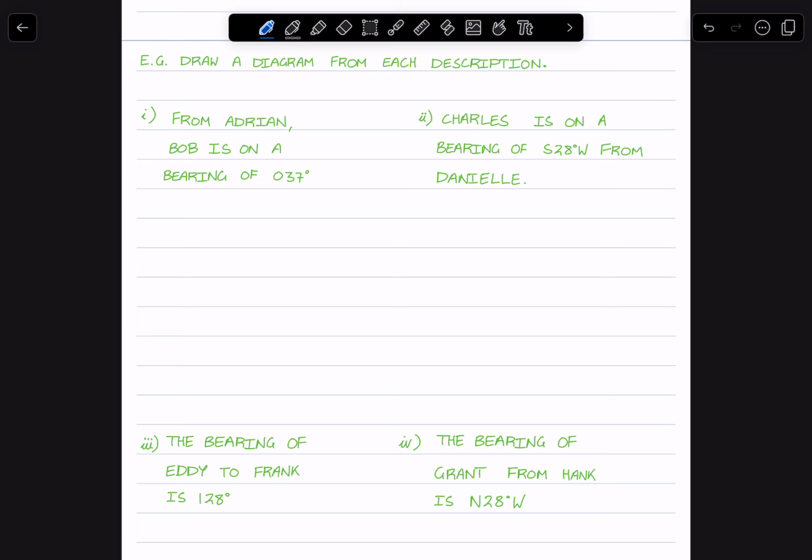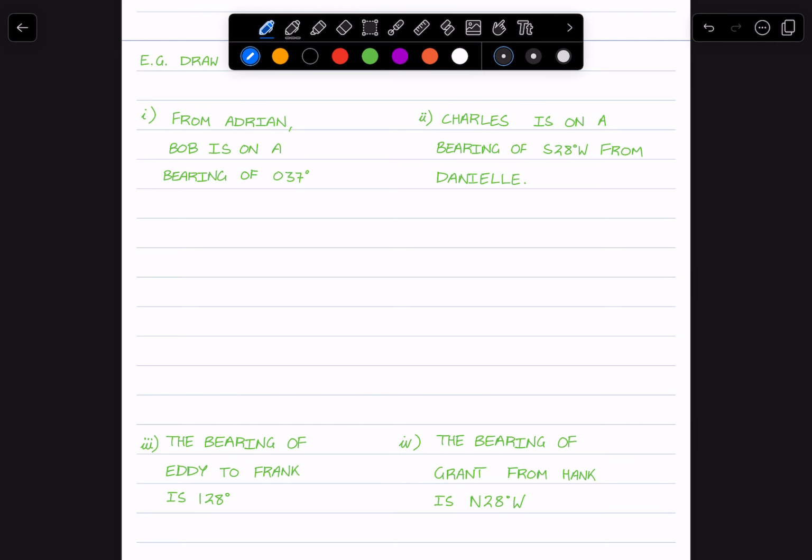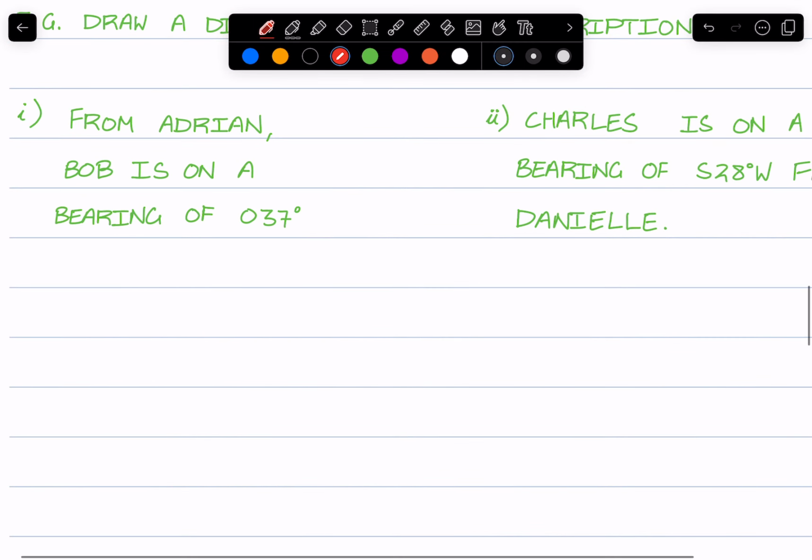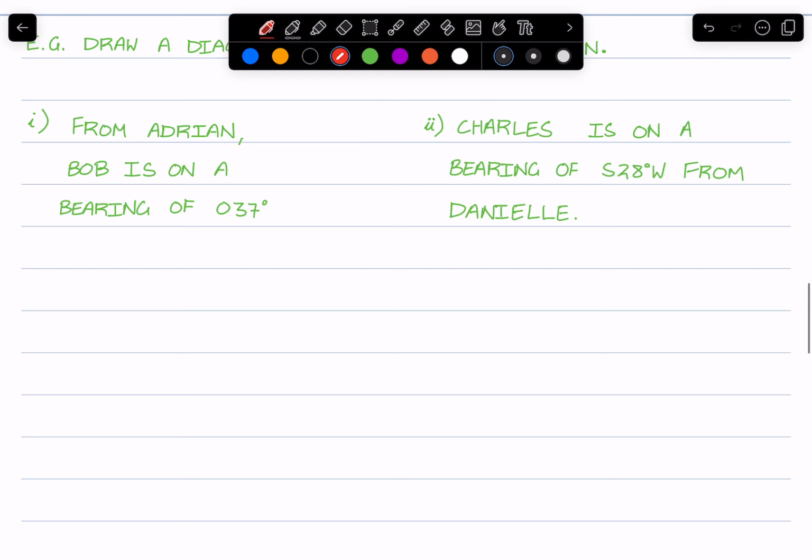So I'm going to pause here and you can give this a go yourself at any time. So here we go. Whenever we're working with bearings, in this instance we can see it because it's got those 3 digits, whereas this has got that south 28 degrees west. These indicate that we are working with bearings.